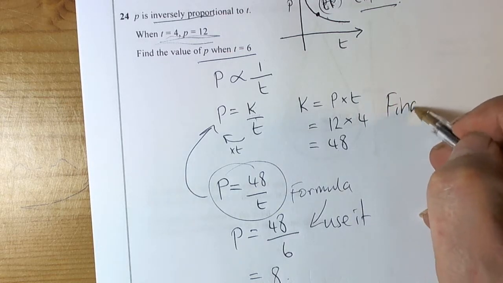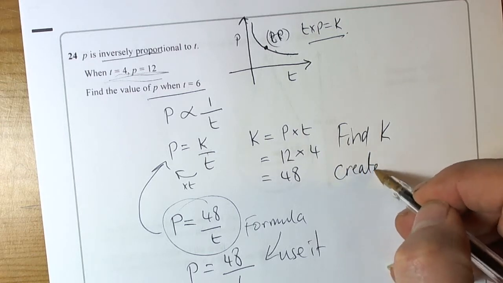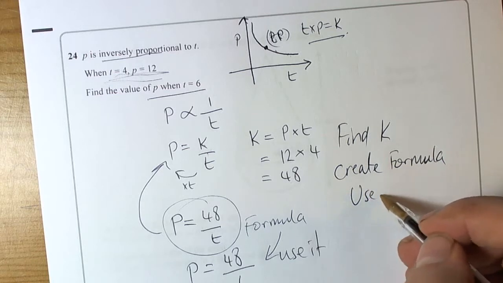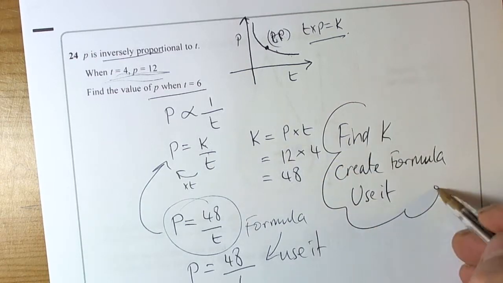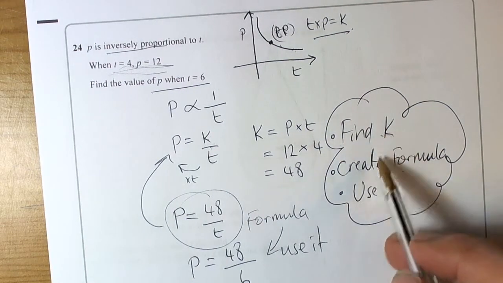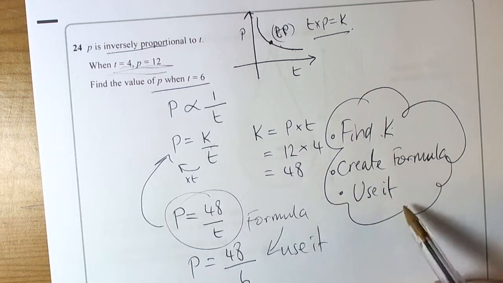So it's kind of a rubric really. Find k, create formula, use it. That's what proportionality tends to come down to. Find the k value, the proportionality constant, create the formula from finding that, and then use it.